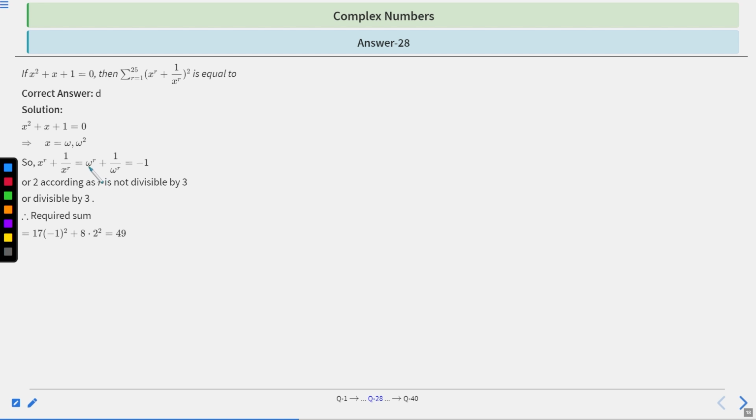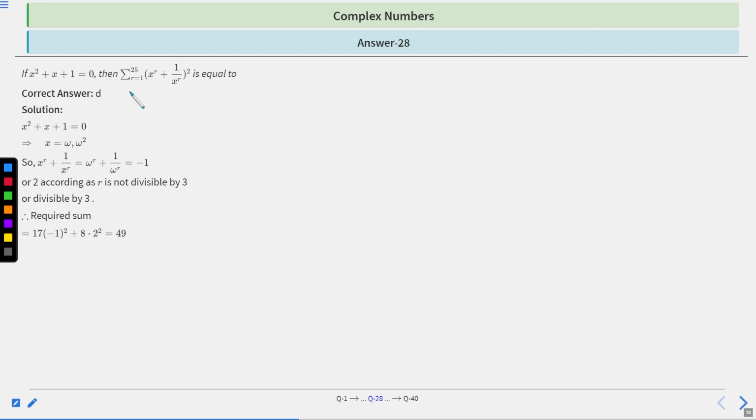You can put when r is divisible by 3, suppose r is 3, omega to the power 3 is 1, plus 1 by omega to the power 3, which is again 1. So the answer will be 2. When r is not divisible by 3, suppose take r equal to 1, so omega plus 1 by omega. 1 by omega can be written as omega square, so omega plus omega square is minus 1.